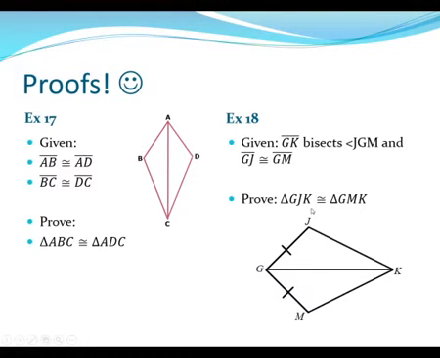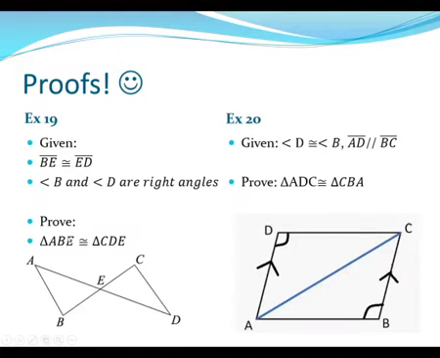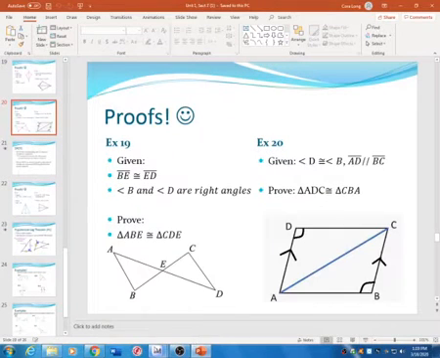Prove this triangle is congruent to that triangle. Prove this triangle is congruent to that triangle. And prove this triangle is congruent to that triangle. So if you are proving that triangles are congruent, your last reason should say either SSS, SAS, AAS, or ASA. That should be your final reason.